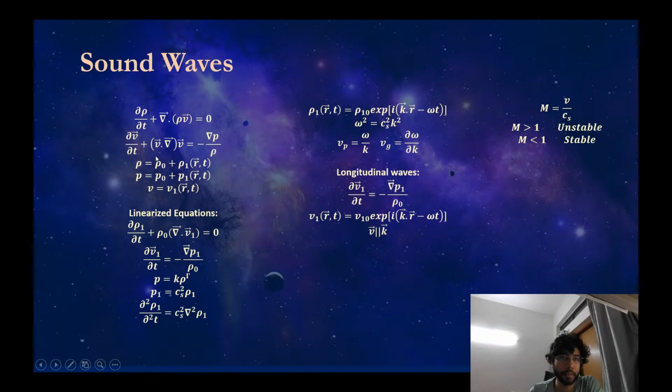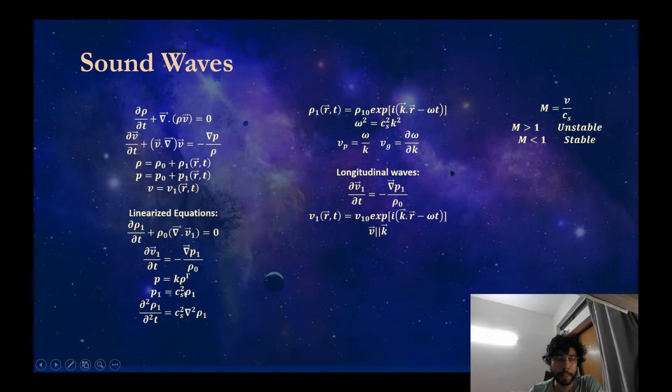Similarly, for the second equation, if we just put the values of V as V1, P as P naught plus P1, and rho as rho naught plus rho 1, you will get this equation, right? Now we also know that we have to apply the equation of state, which is P equals k rho to the power of gamma. And again, if we put these values over here, we'll get P1 equals Cs square rho 1.